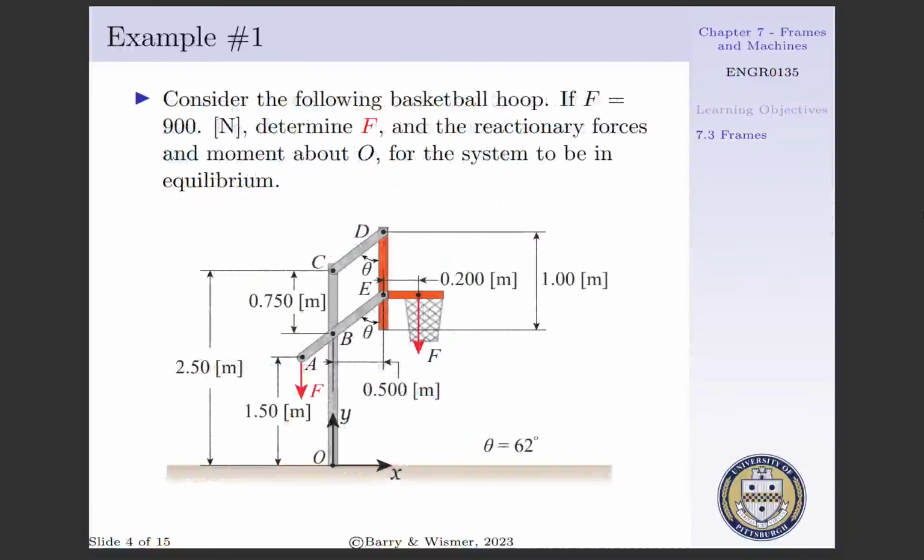Let us consider the following basketball hoop. If we have a force of 900 newtons applied at point F in the downward direction, we want to determine force F applied at point A for our basketball hoop to stay upright, as well as determine the reactionary forces and moment about point O for the system to be in equilibrium. The schematic of the basketball hoop is shown below.